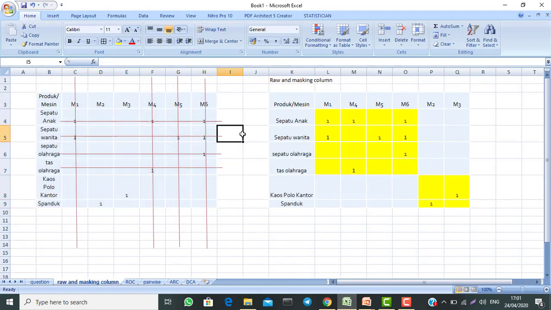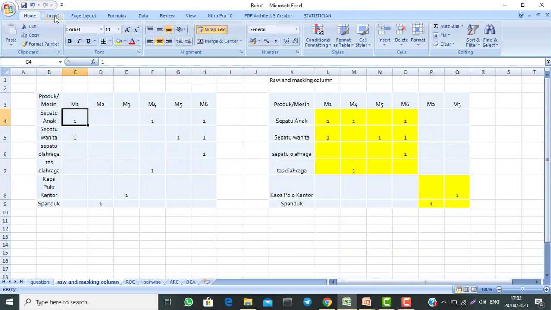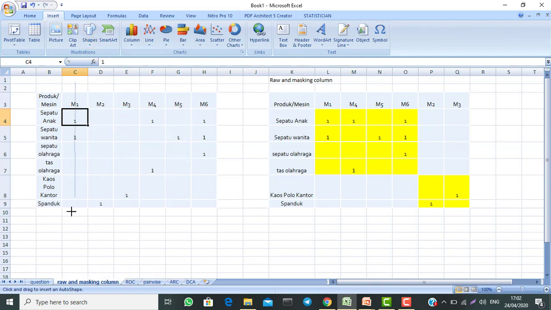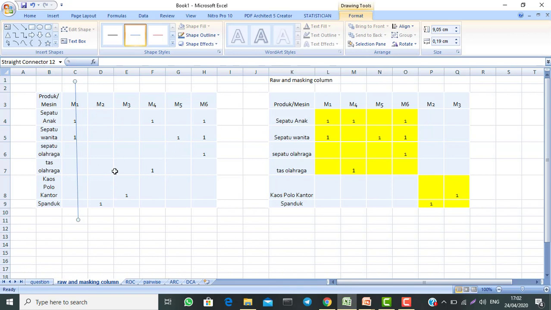Row and column masking is very easy because you only have to make a straight line vertically and horizontally. You can select any position. For example, I want to use the beginning box. Let's say I'm going to delete the line. Now let's start from the beginning. Actually, you can choose other directions. You can choose this position, this box, or another area.